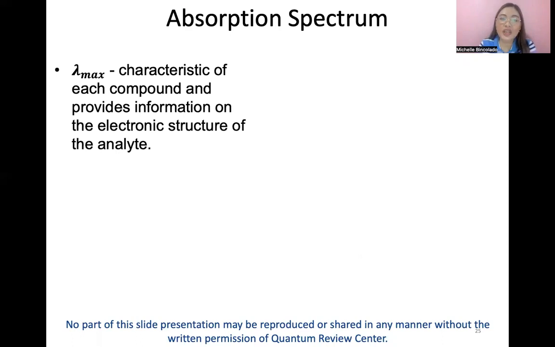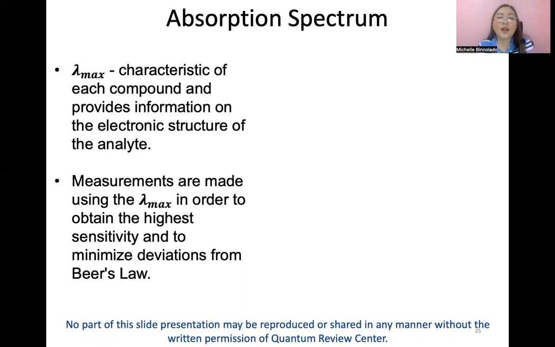This is a characteristic of each compound and provides information on the electronic structure of the analyte. So if you want to check kung established na yung compound guys or analyte na nasa study ninyo, i-check nyo muna sa literature, sa mga references, sa mga journal articles kung ano ang lambda max niya at for specific conditions. So you can check kung magmamatch ba doon sa ma-obtain nyo experimentally. Measurements are made using the lambda max in order to obtain the highest sensitivity and to minimize deviations from Beer's law.